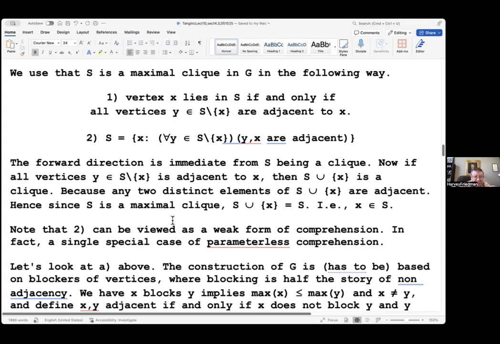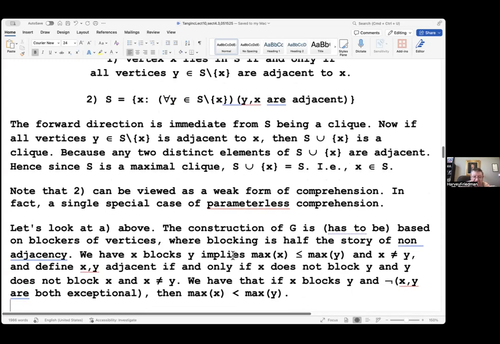All right. Now let's look at this A above. The construction of G has to be based on, so now I say a little bit about how we do the infrastructure. The construction of G has to be based on blockers of vertices, where blocking is half the story of non-adjacency. See, non-adjacency can happen with one vertex being non-adjacent to a lower one, and one vertex being non-adjacent to a higher one, because the vertex can have two roles, right? One is it's a high guy, and the other is it's a low guy, right? Because there's always something bigger, except at the top, of course.